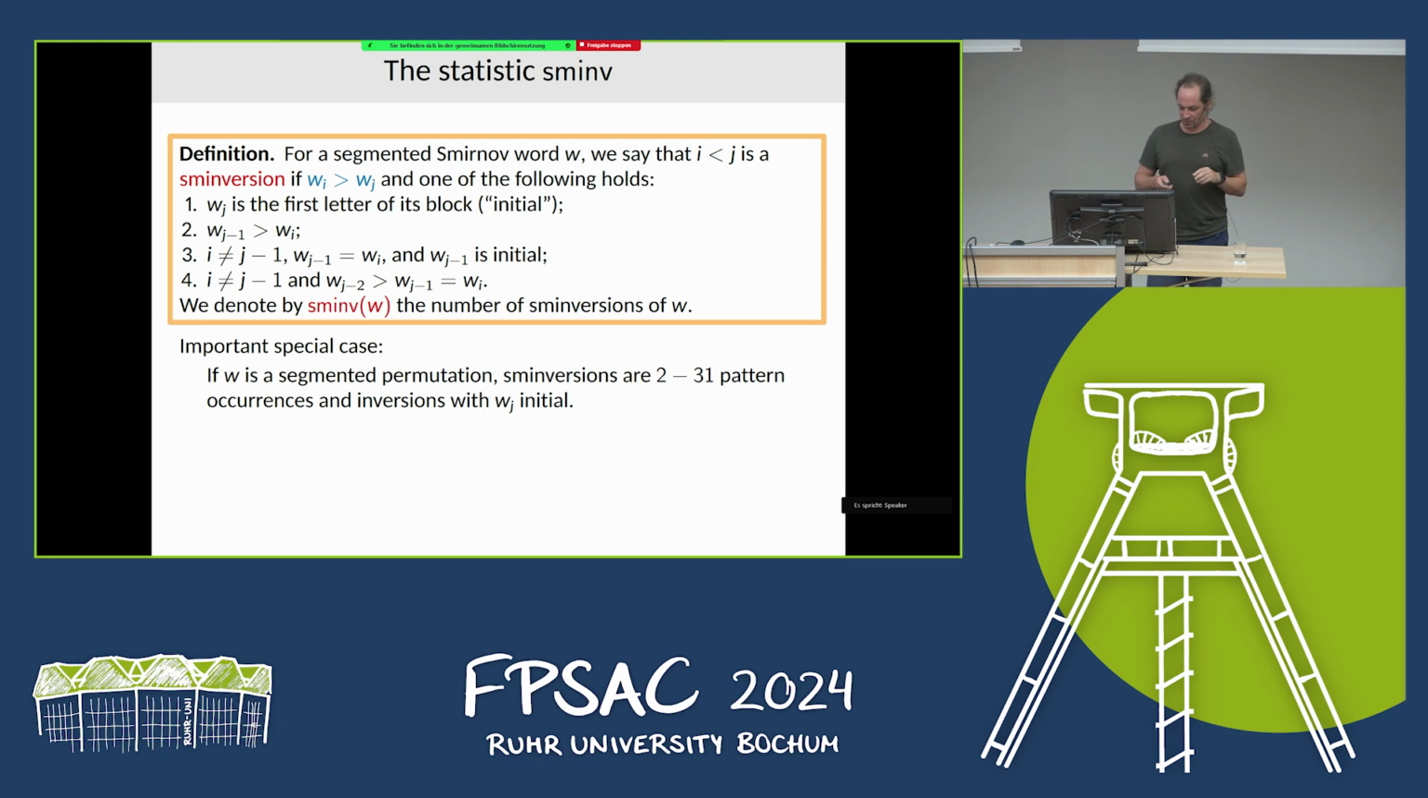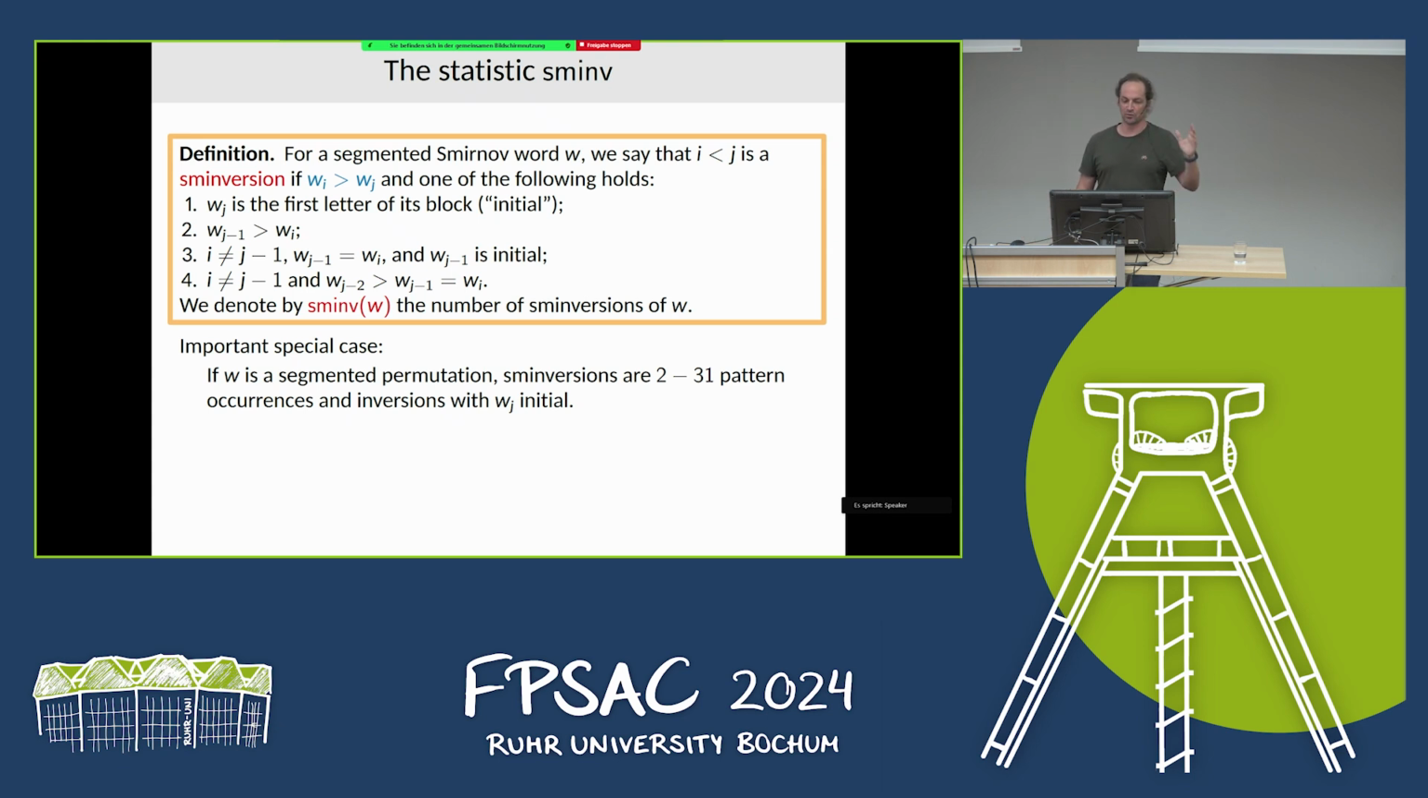Just the important special case that I will mention later is if the word w is what I call a segmented permutation. So it's a special case of Smirnov words where you only take letters 1 to n in the length n, right? It's basically a permutation where you created some blocks inside. In this case, it's easy to see that only the first two cases occur because in cases 3 and 4 you have equalities. And then, to get a feel of what these Sminversions are, they're just 2-3-1 pattern occurrences.